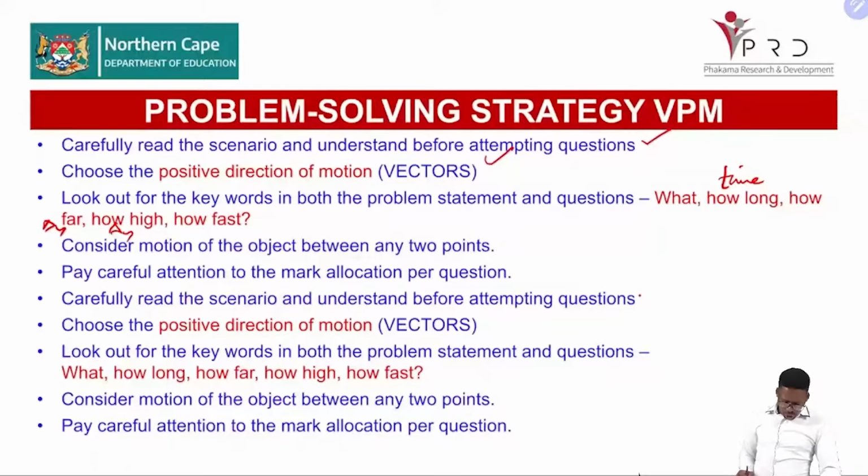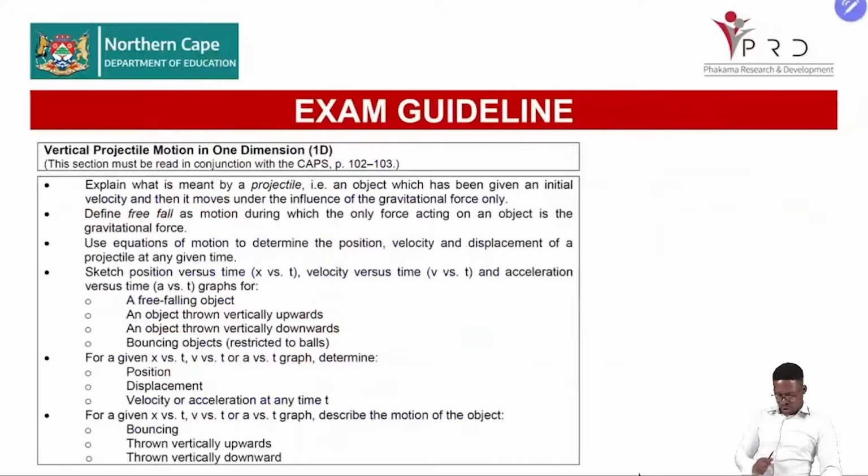Consider the motion of the object between 2 points. Look at the mark allocation. And make sure that you write the correct formula and the correct substitution. The exam guideline is our weapon, remember. We're using 2 weapons here. We must have the exam guideline in mind and the data sheet. Projectile, an object has been given an initial velocity. Free fall, it is the motion. So these are the 2 definitions that you can find.